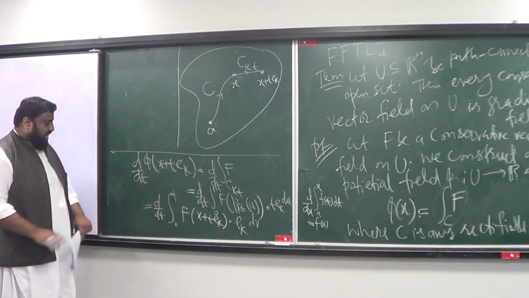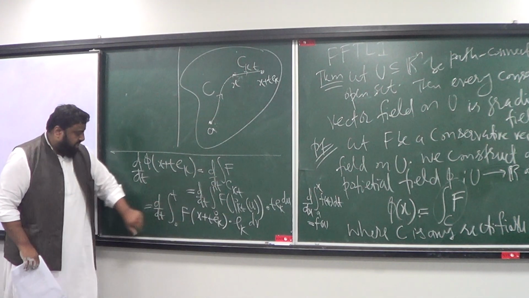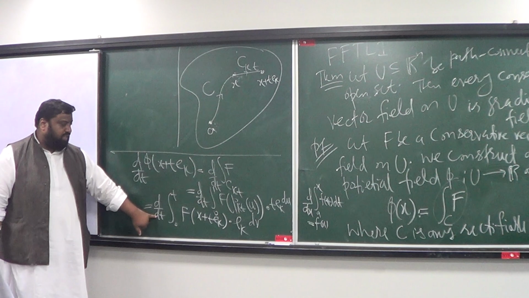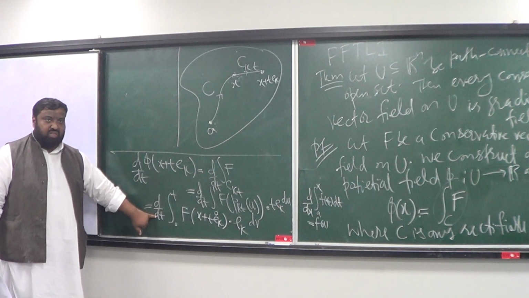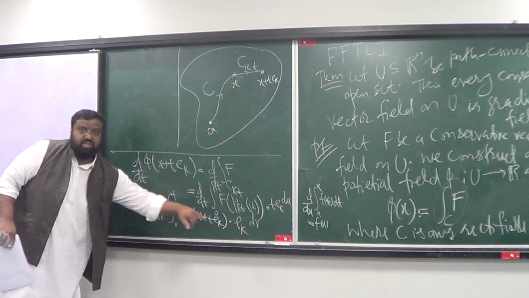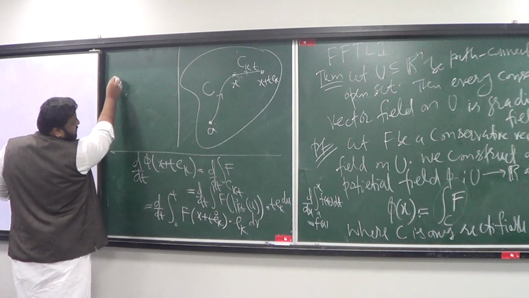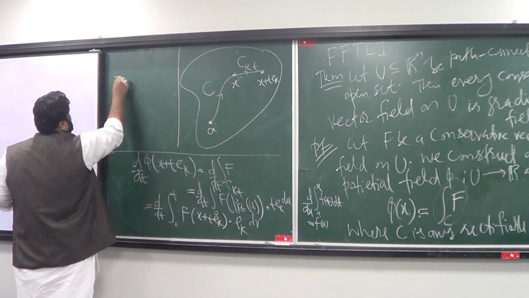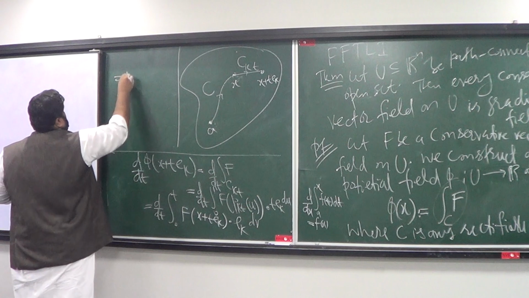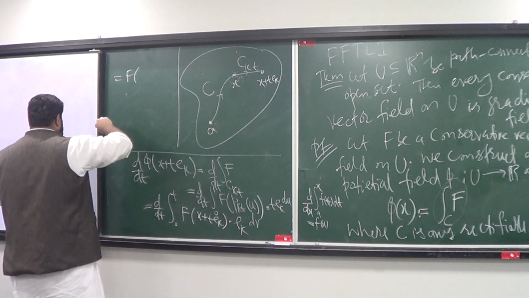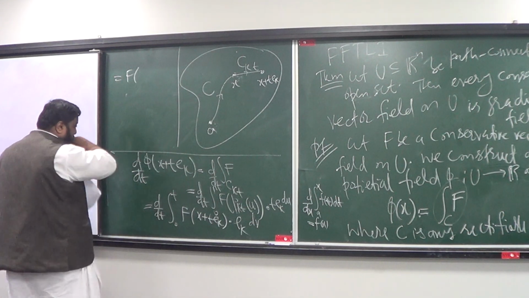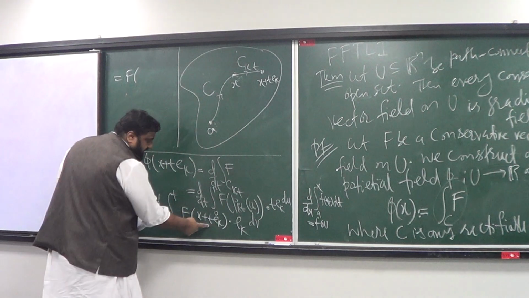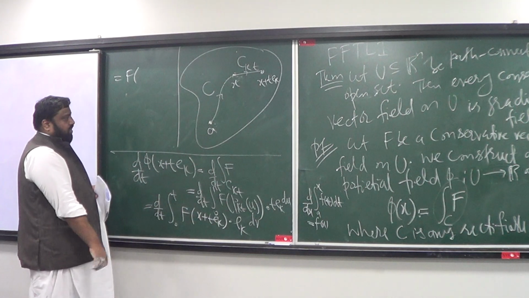Okay? So I'm differentiating this entire thing with respect to t. So what would be the output actually? Okay, simply this dot product. So this is equal to f of... okay. I need to change t here as well. So what would t be?